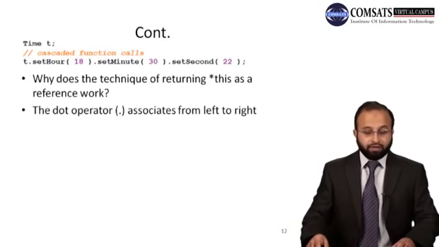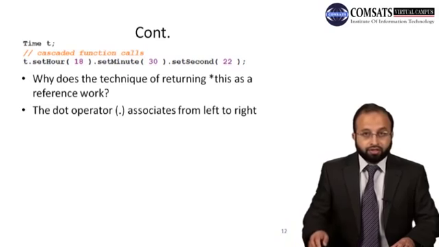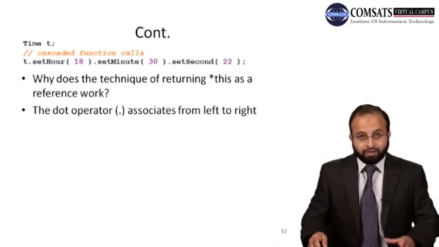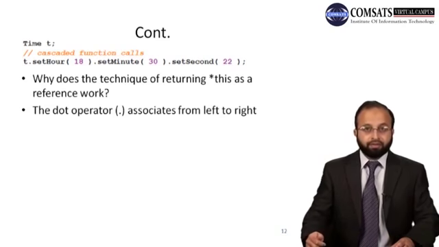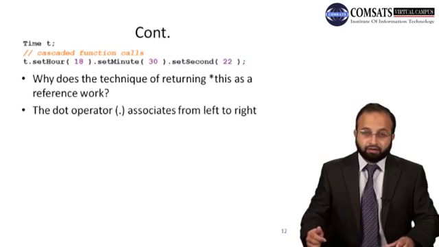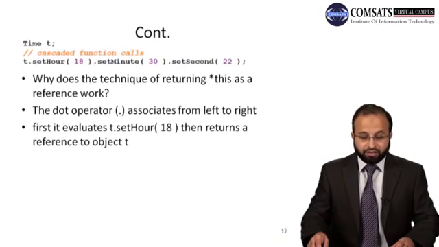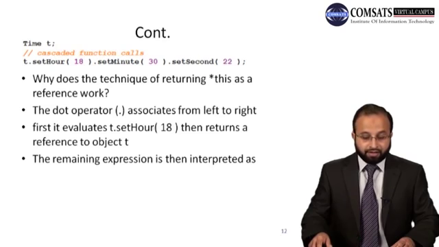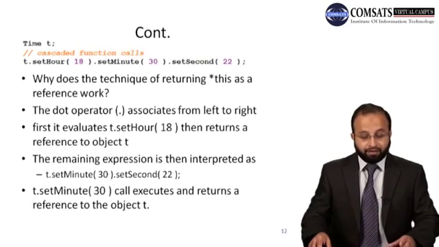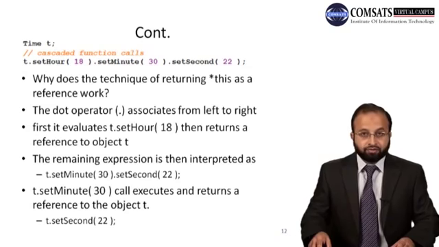So first it will call the function t.setHour, starting from the left side, then the reference of that call will be returned. That call returns the reference of the object time, and then the second function, setMinute, will be called, and so on. First it evaluates t.setHour(18), then returns the reference to the object t. The remaining expression is then interpreted as t.setMinute. The t.setMinute call executes and returns the reference to the object t. Then it will solve t.setSecond(22), right?